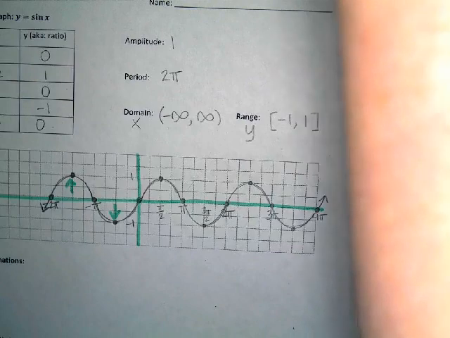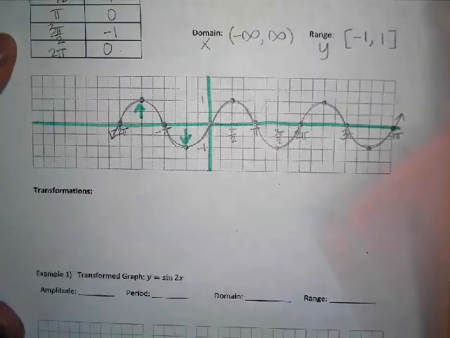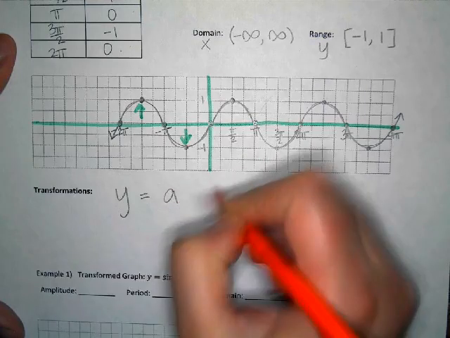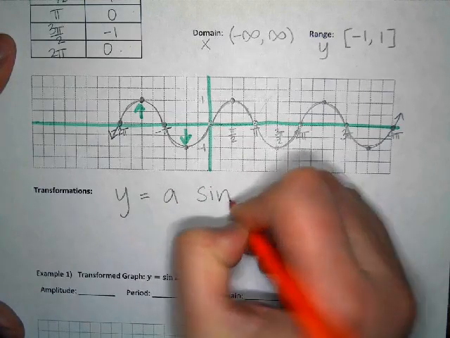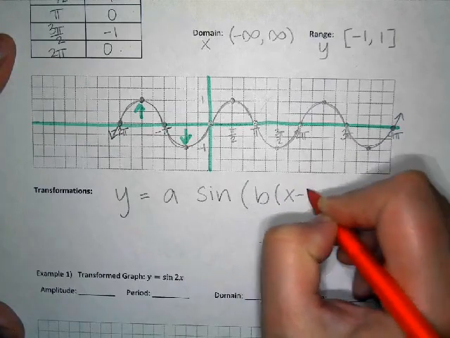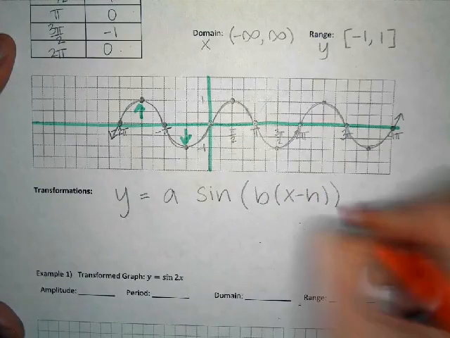So we're going to write y equals a times sine b times x minus h plus k.